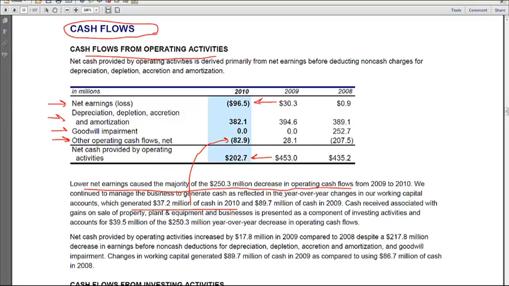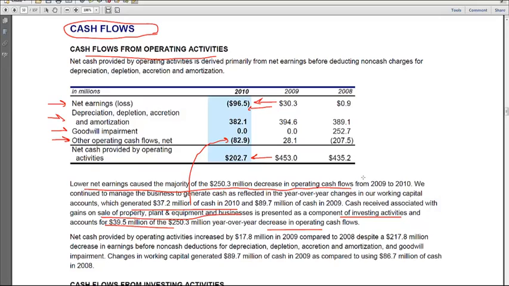We sort of have to take their word for it. Cash received associated with the sale of property, plant, and equipment is presented as operating or investing activities, which is correct, and accounts for $39 million of the decrease in operating cash flows. Although notice what's happening is the gain is included in net income, and then it has to be taken out to get to cash from investing activities. So it really doesn't have anything to do with operating cash flows.